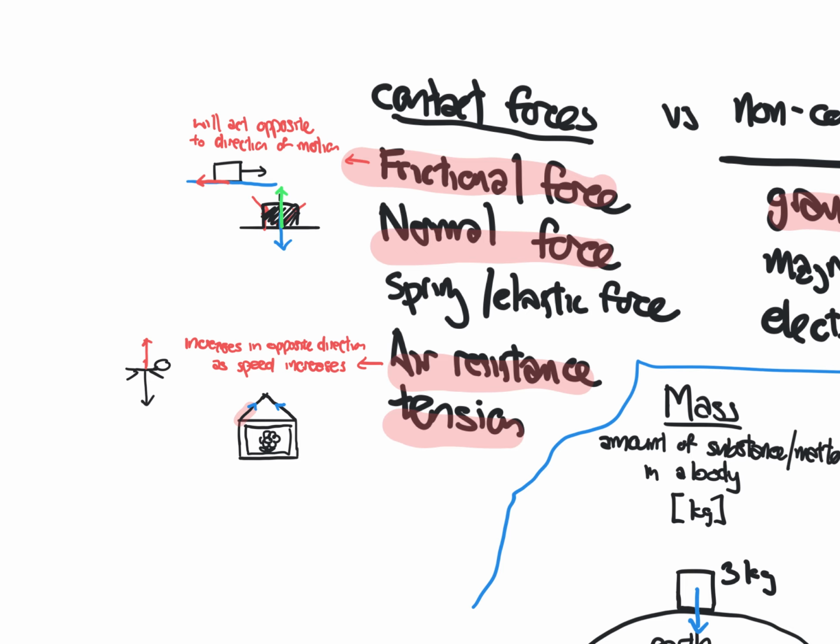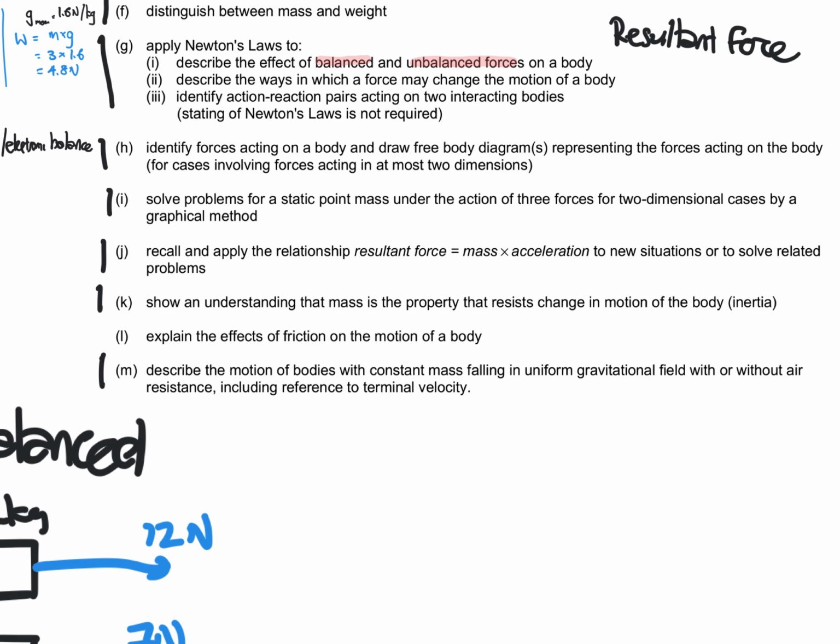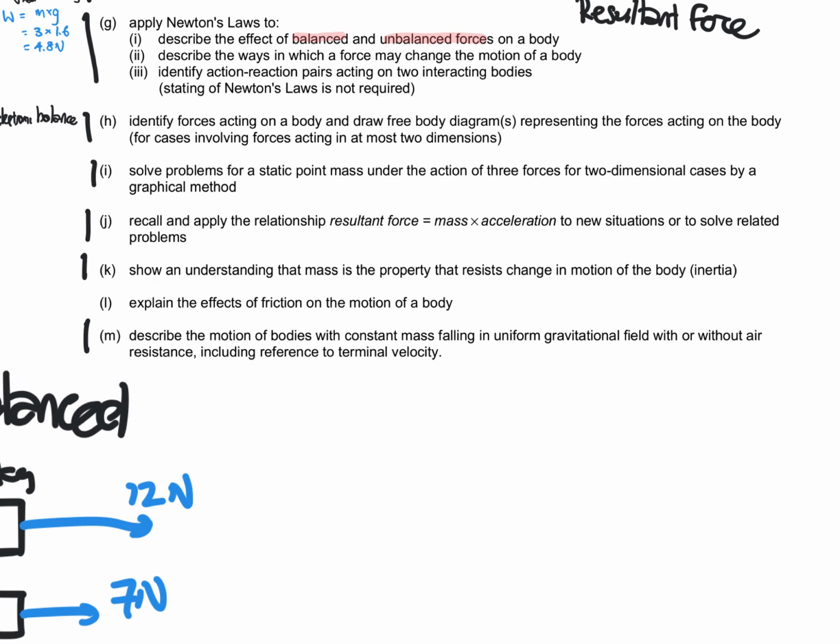Now, if you're falling, like we saw in this diagram over here, you're going to have two forces acting on you. The first force, of course, would be my gravitational force, which is downwards. But as you continue falling, you have air resistance as well, correct? So let's go to that part. Talking about describing motion of bodies with a constant mass falling in a uniform gravitational field with or without air resistance. This requires us to talk about terminal velocity. So since we're on the point of drawing our free body diagrams, let's do that part first.